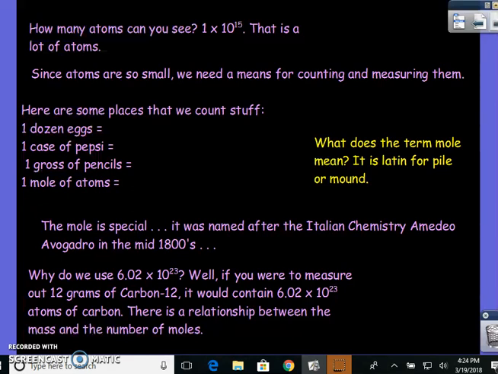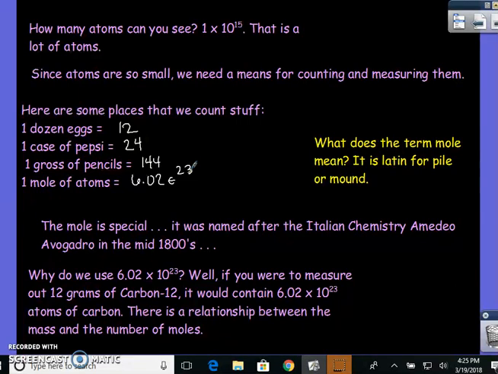So let's fill this in. 1 dozen eggs, we say is 12. A case of Pepsi, we're just going to pretend that's 24. A gross of pencils, this is going to blow your mind, it's 144. And 1 mole of atoms is going to be this. It's going to be that number. And this is called Avogadro's number.